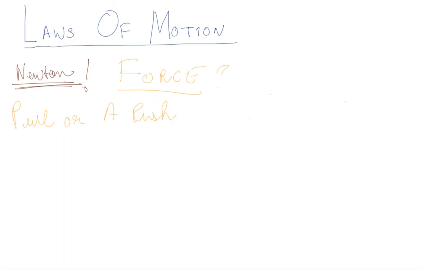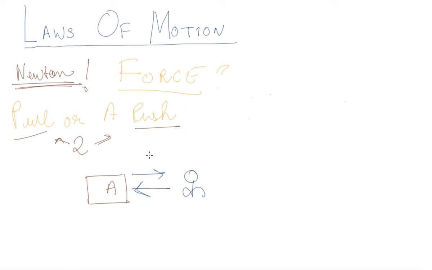Force can be widely categorized into two types, that is, it's either a pull or it's a push. Now suppose you consider an object A. Either you can push this object, say suppose you are standing over here, or you can pull this object. So there are just two ways in which you can apply force. You can either push or pull.